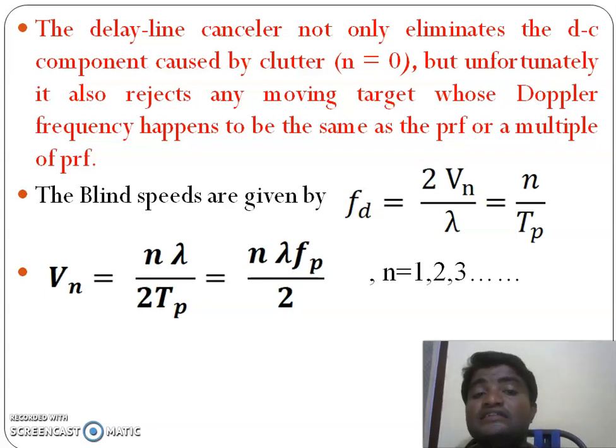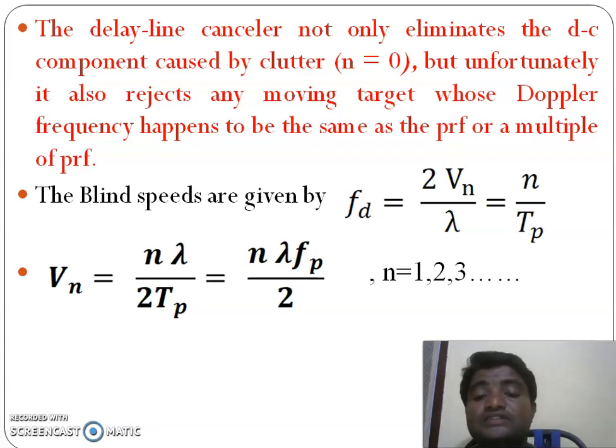The delay line canceller not only eliminates the DC component of the fixed target but also rejects any moving target whose Doppler frequency shift happens to be the same as the pulse repetition frequency or multiples of the PRF. From this we can calculate the blind speed.